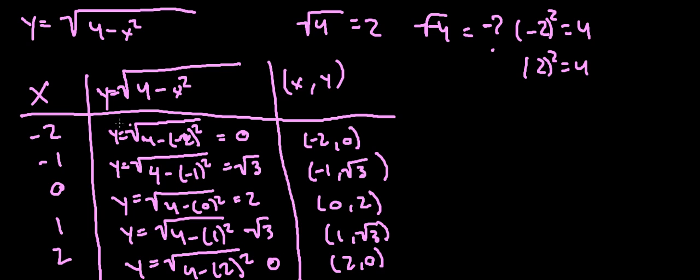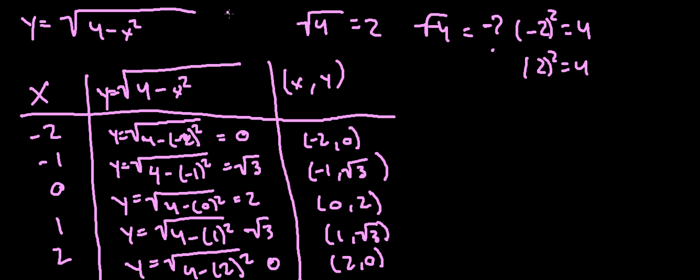And that's where it stops. We can't actually have any other numbers besides this. So if we wanted to find out what 3 was, if we put 3 in here, we're going to get 3 squared, which is 9. And then 4 minus 9 is negative 5. And there's no real number times itself that is going to give us minus 5.